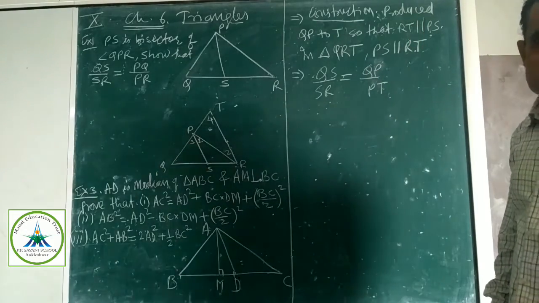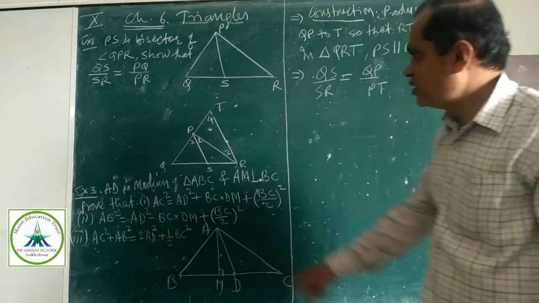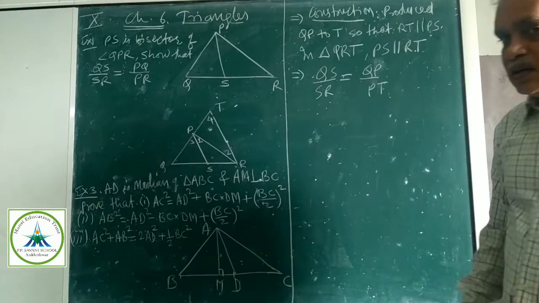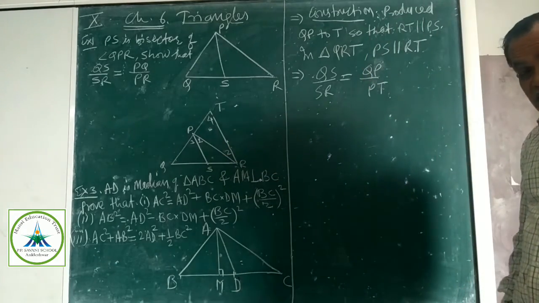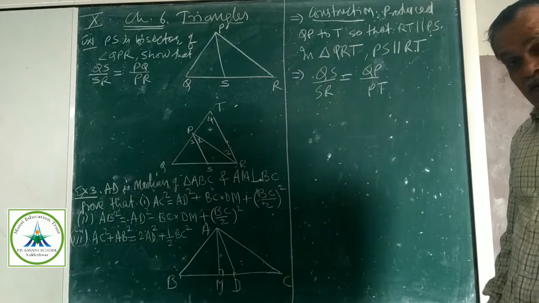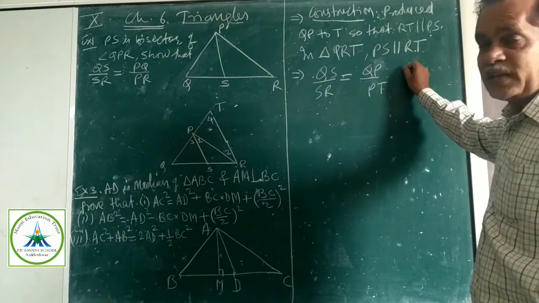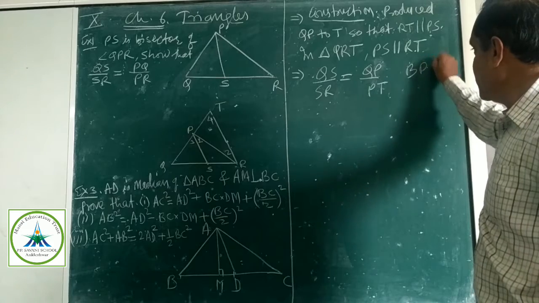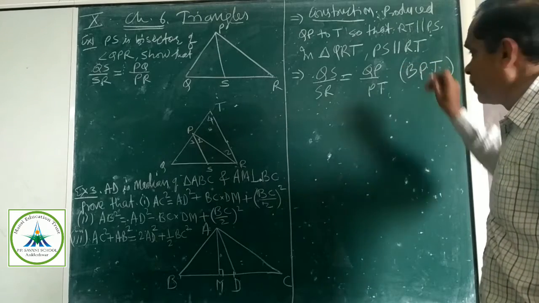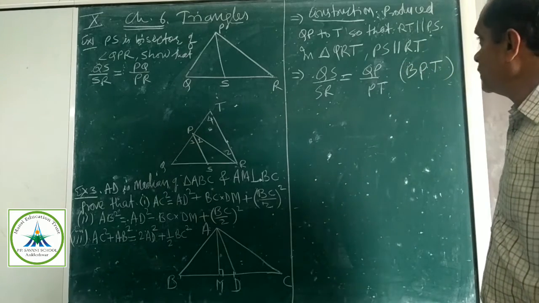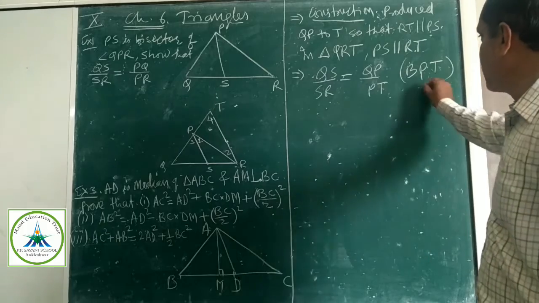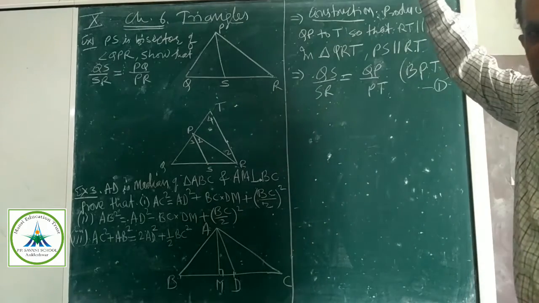In any triangle, if a line is parallel to one side, it divides the other two sides in the same ratio. Yes or no? Now we got it. What is the name of that theorem? Basic proportionality theorem, BPT. Okay. Now students, see, we will call this number one.